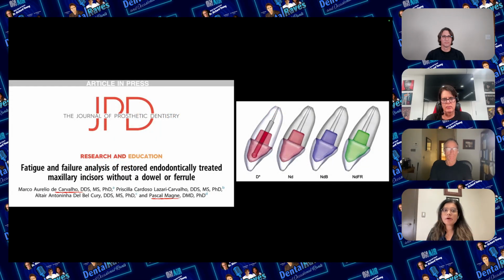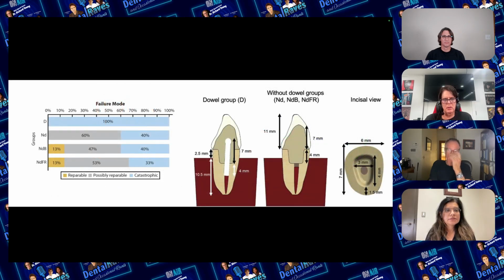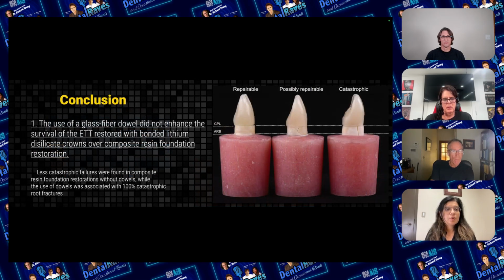So again, another paper in JPD that talks about fatigue and failure analysis of ETTs without a ferrule. In this paper, this is how they check the failure modes of the dowel group and the without-dowel group, in the incisor view. So the conclusion was the use of a glass fiber dowel did not enhance the survival of ETTs restored with bonded lithium disilicate crowns over composite resin foundation restorations.